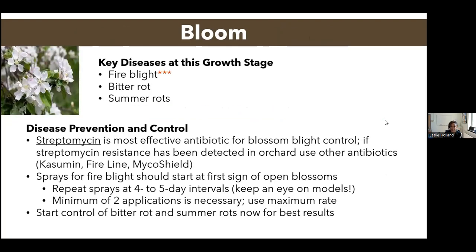So bloom. Three red stars for fire blight. This is going to be a very critical period as these flowers are highly susceptible to the bacterial pathogen. Bitter rot and summer rots can also start to be managed at this stage as well in your orchard.